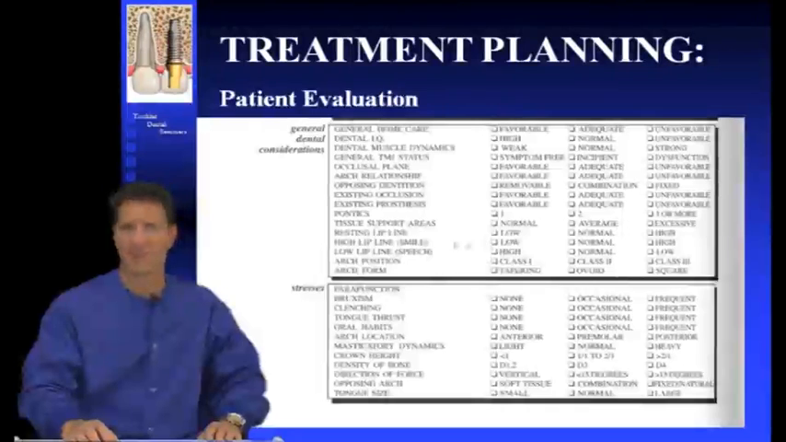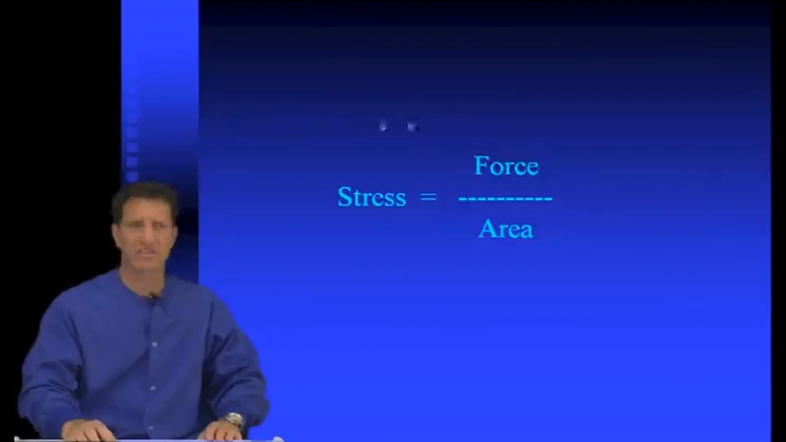Looking at the TMJ. And the reason we're doing this, and the reason we're looking at the bite and the forces, is because if you have too much stress on an implant, then the implant's going to fail or have bone loss around it. We're trying to avoid that. And if you look at this formula, that stress equals force over area, we're trying to decrease the stress by increasing the area of the implant, or the implants, because the forces are a lot harder to control.